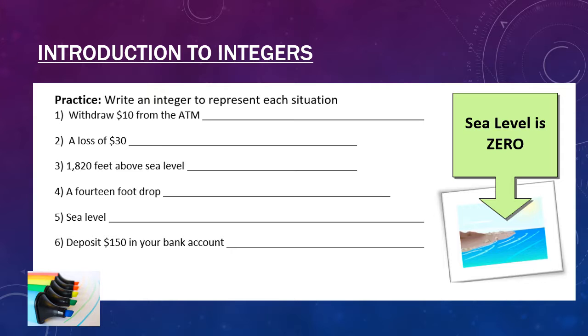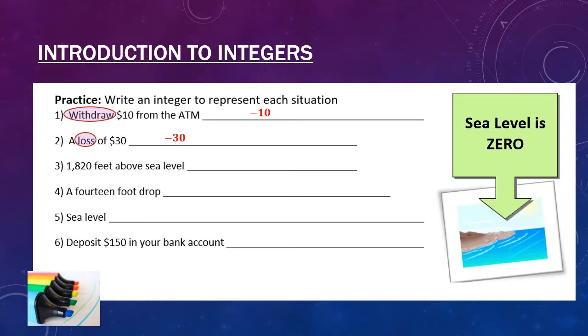Looking at number 1, we're looking at a withdrawal of $10 from the ATM. That means I walked up to the ATM and I got $10 out of my account. So withdraw is my key word. And since I took it out of my bank account, that means my bank account went down. So it's going to be a -10. A loss of $30 means I lost it. That's a bad thing. So that would also be a negative number, or a -30.